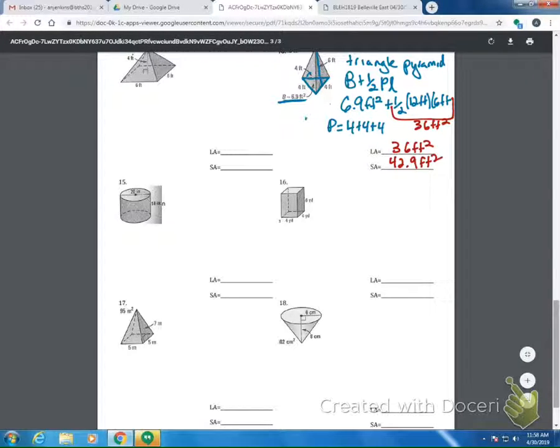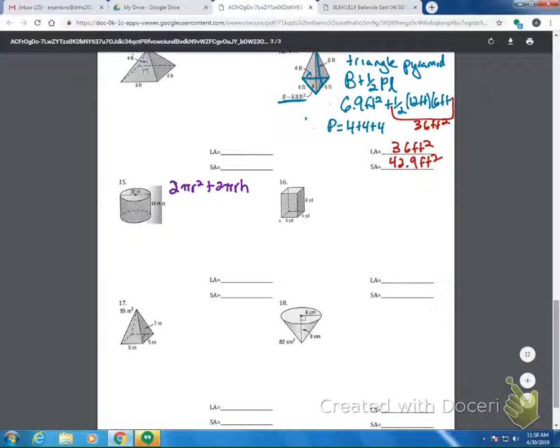Okay, our next one up, we're going to Steven. Yep, and what's the formula for a cylinder? The formula is 2 pi r squared plus 2 pi r h. Thank you for h.